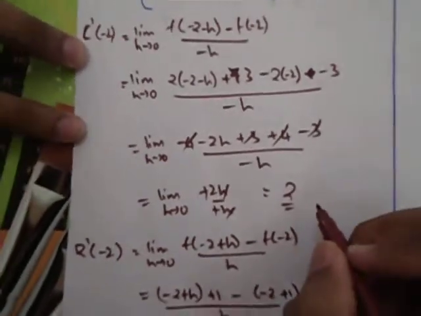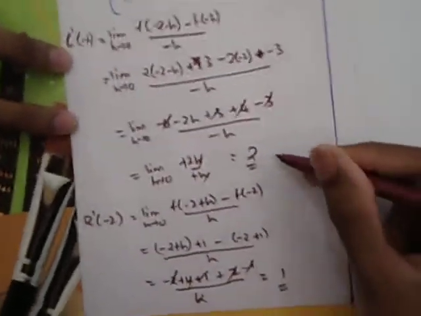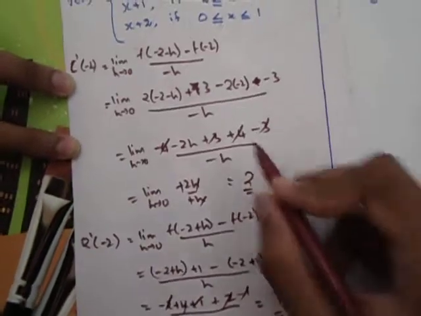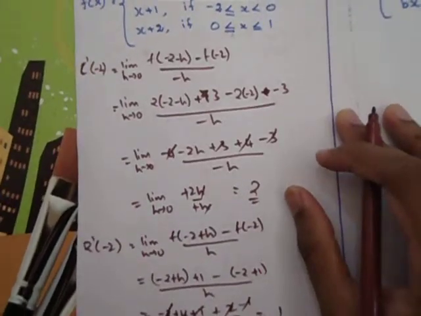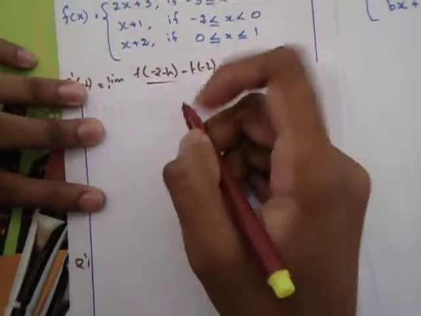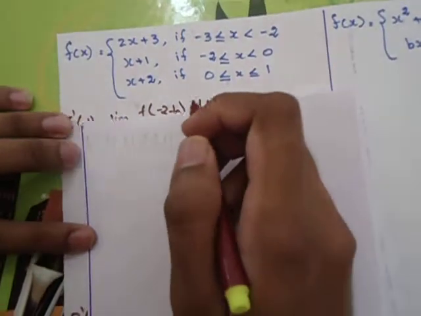So we see that the right derivative is not equal to the left derivative, so the function is not differentiable at x equal to -2. So now let's check the differentiability of the function at x equal to 0.